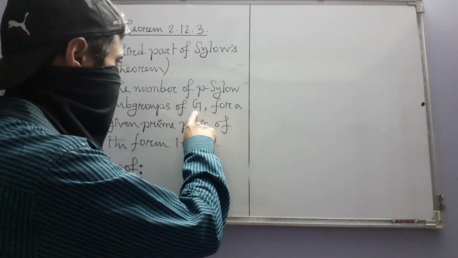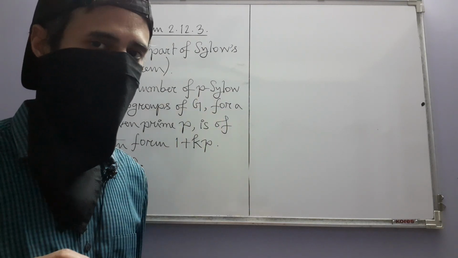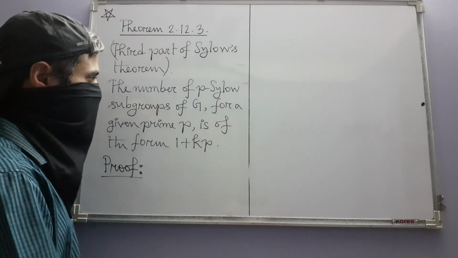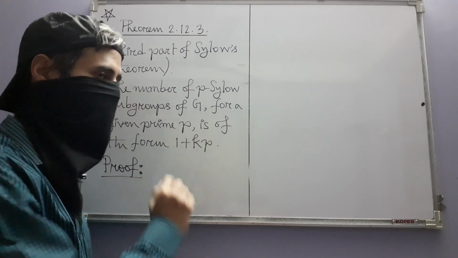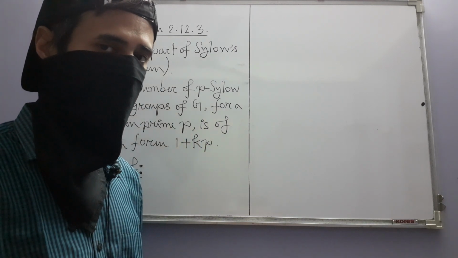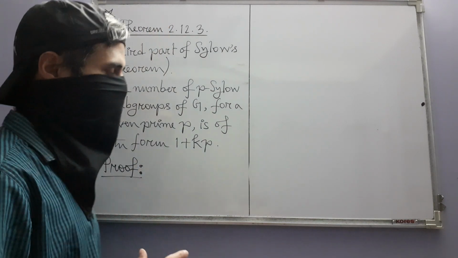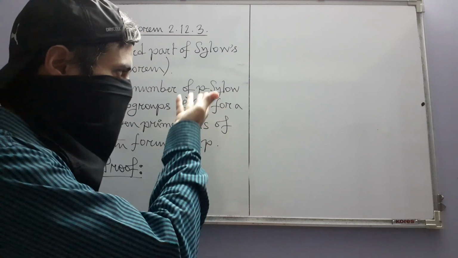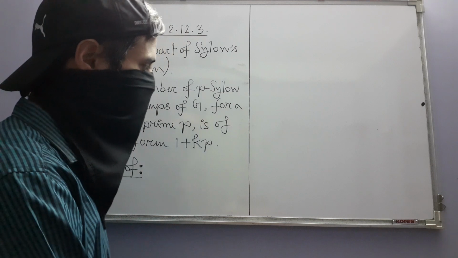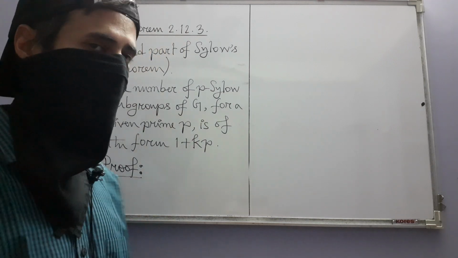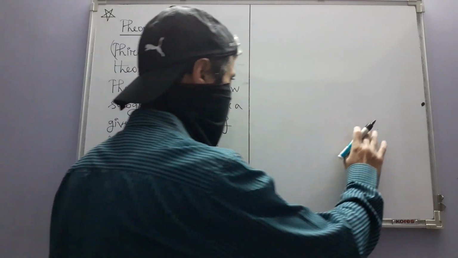G is a finite group and p is any given prime. That means p has already been chosen. Then the number of p-Sylow subgroups of G is of the form 1 plus kp, where k is some non-negative integer. Now you may notice that p is any prime. So p may even be a prime that actually does not divide the order of G. Let's see what happens in that case.